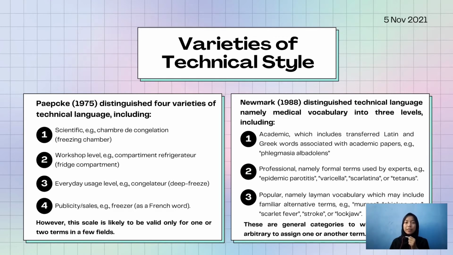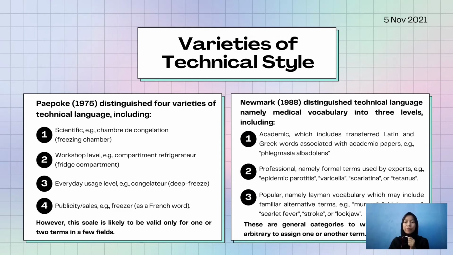However, this scale is likely to be valid only for one or two terms in a few fields. Meanwhile, Newmark distinguished technical language, namely medical vocabulary, into three levels. First, academic, which includes transferred Latin and Greek words associated with academic papers. For example, Plagmesia albatolens. Second, professional, namely formal terms used by experts.